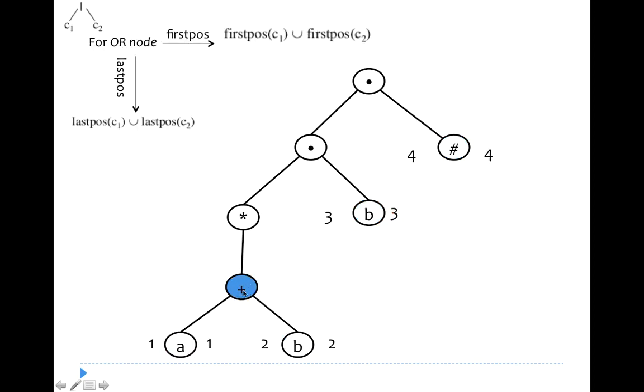Now the first and last position of the OR node. The OR node has two child nodes, C1 and C2. Here child 1 is A and child 2 is B. The first position of OR is computed as first position of C1 union first position of C2. Here first position of C1 is 1 and first position of C2 is 2. The union of these two makes 1 and 2. So first position of OR is 1 and 2. Similarly, the last position is last position of C1 union last position of C2. Hence it is 1 union 2, which makes 1 and 2.